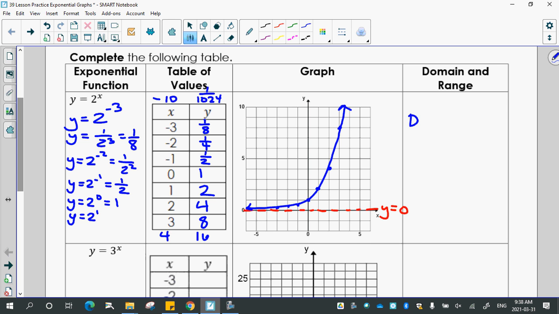What would the domain be of this function? Yep, all real numbers. For every x, there's a corresponding y value. What about the range, lowest to highest? All real numbers greater than 0, because we don't have any negatives down here. So as long as y's are strictly greater than 0, not greater than or equal to, because we never touch the x-axis.